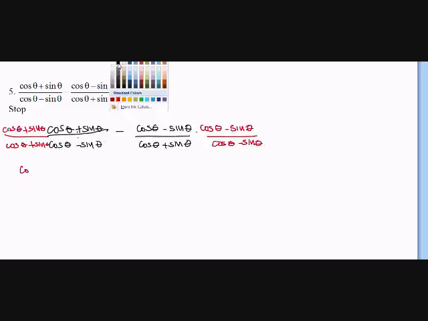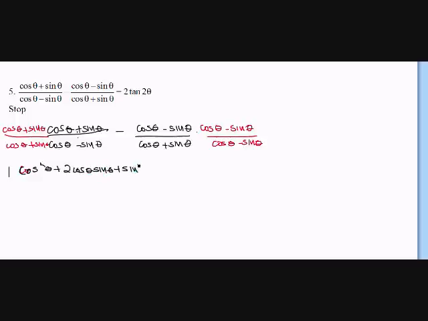Oops, I don't want red. Cosine squared theta plus, when I multiply this stuff, I get 2 cosine theta sine theta plus sine squared theta minus the quantity. Multiplying those two, I get the same thing, except I get a negative 2 sine cosine in the middle. 2 cosine theta sine theta, and I get plus sine squared theta all over.